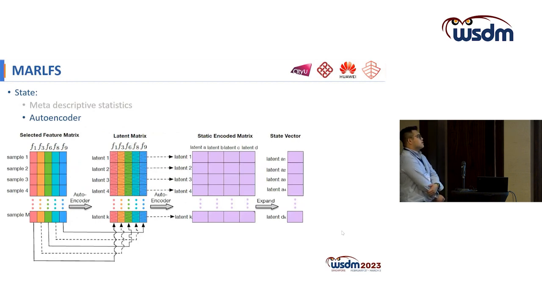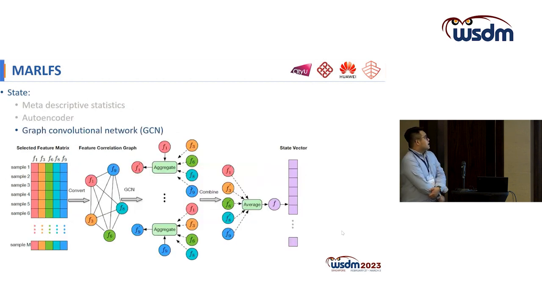This method is similar to the previous one. That's to say, we first project the columns into the latent space, then we project the rows to the latent state and concatenate them together as our state vector. And the last method is using graph convolutional networks.